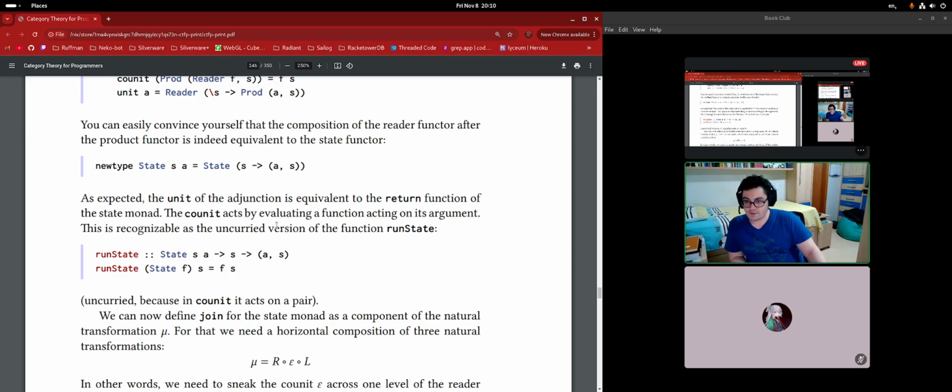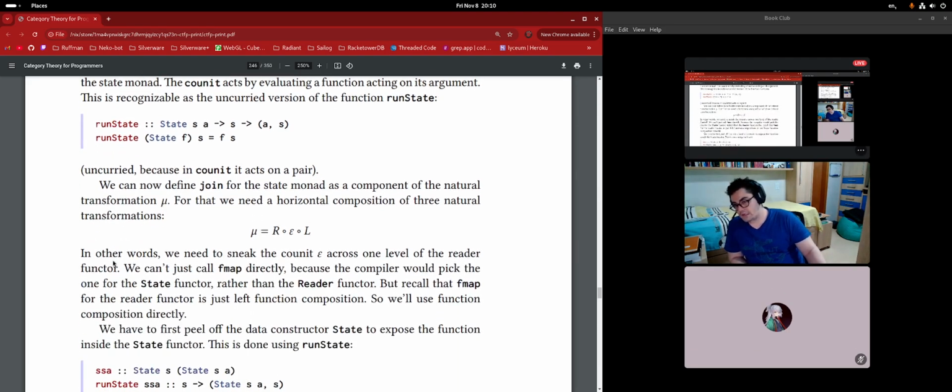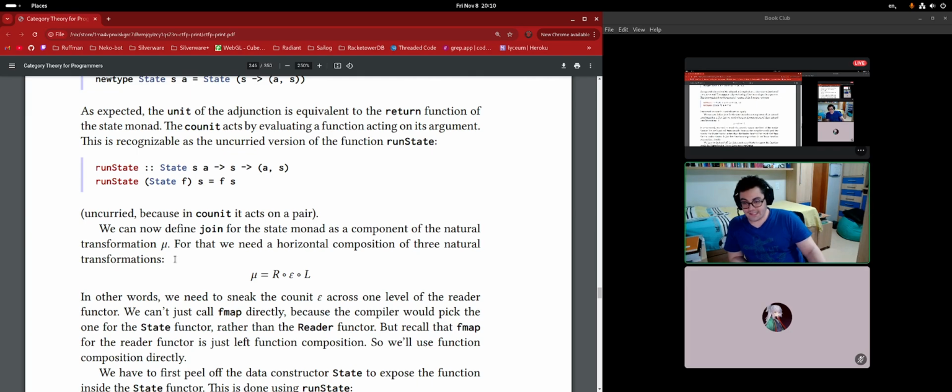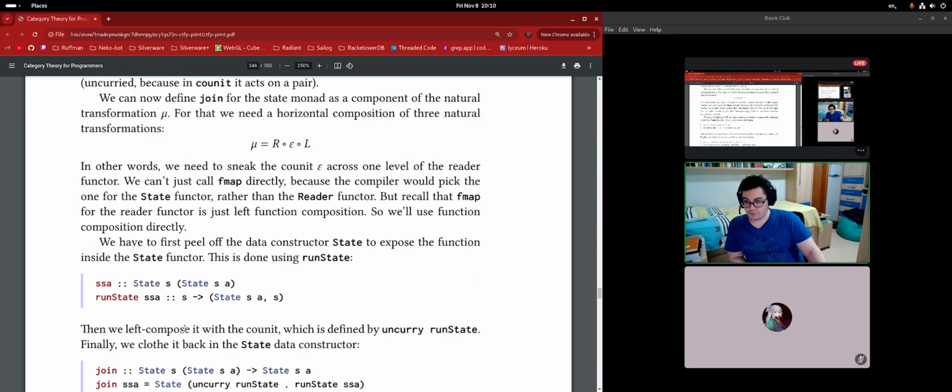This is recognizable as the uncurried version of the function runState. So you have a state and you have an S. You grab the function from state, which is this function. You have an S, you just apply that to it, and you're going to get this. There are many things that have run functions. So runState, runReader, and so on and so forth. And that's going to be important to implement the other things.